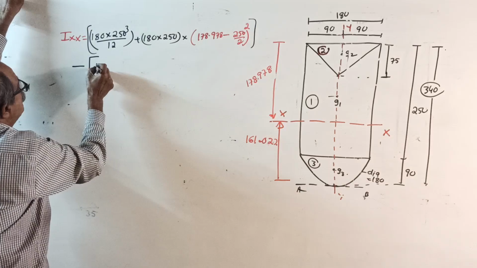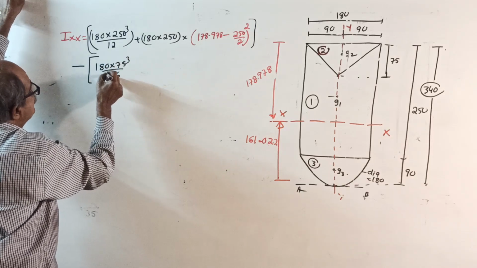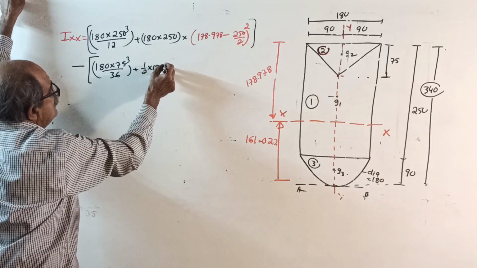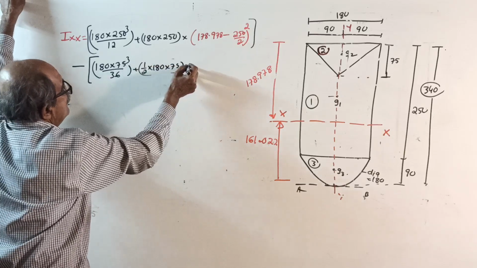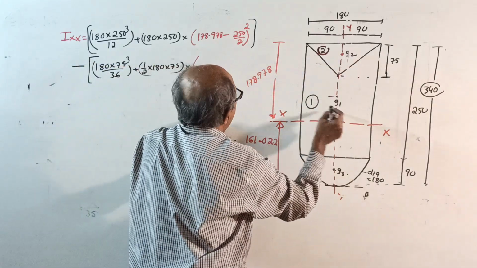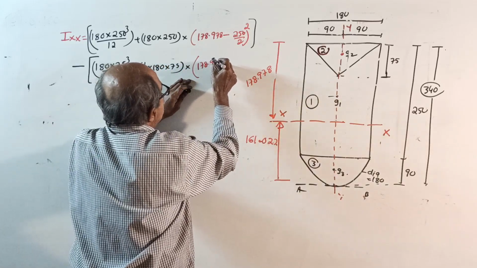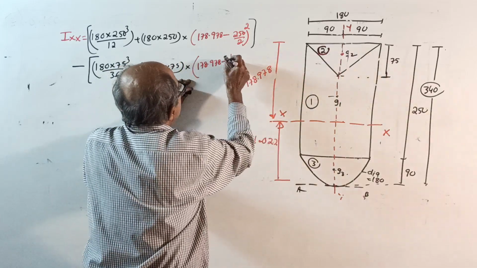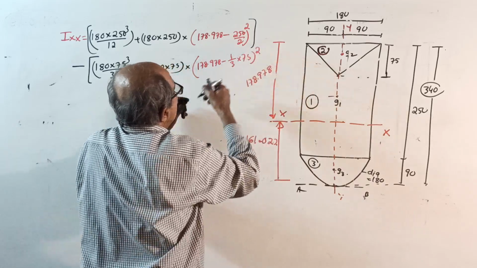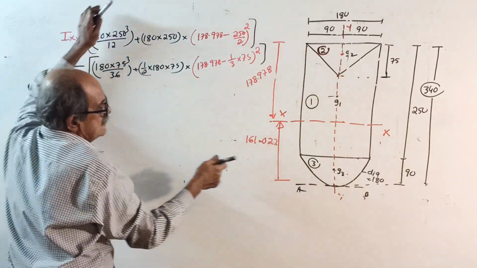180 into 75 cube, 180 into 75 cube divided by 36, plus area, half into 180 into 75 is the area, into, see, this distance square is 178.978 minus 1 by 3 of 75 whole square. That is the second one. Lastly, plus Ixx for here.